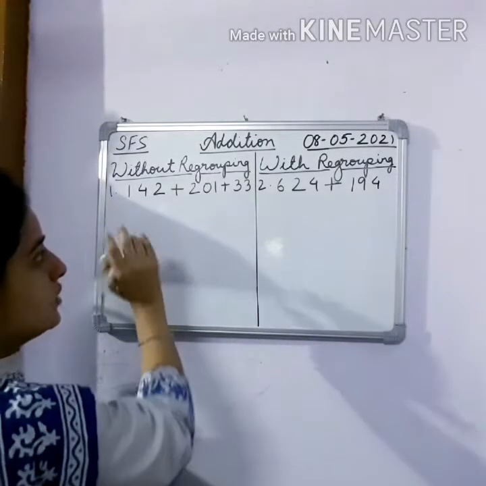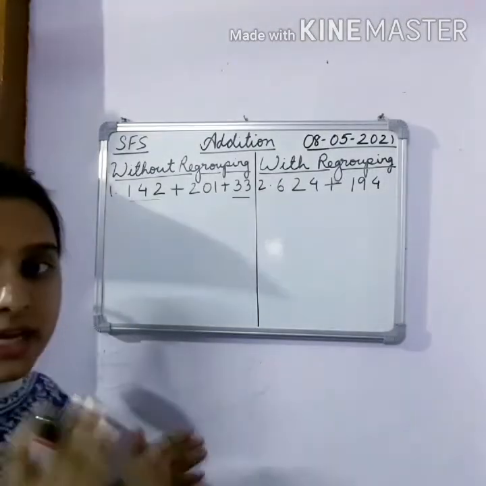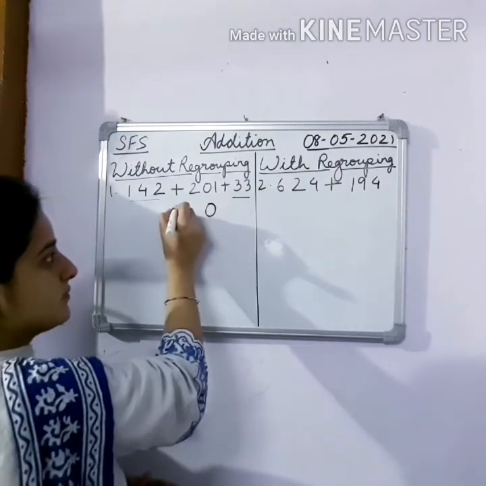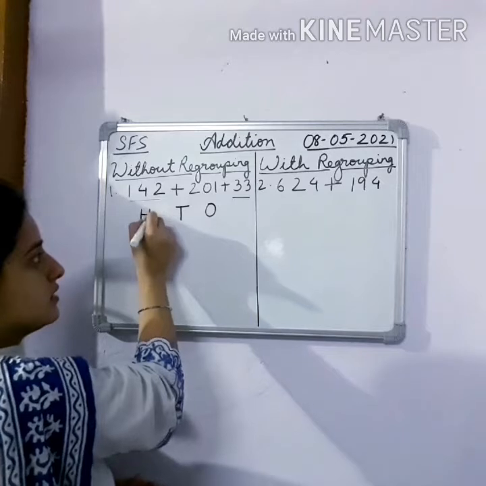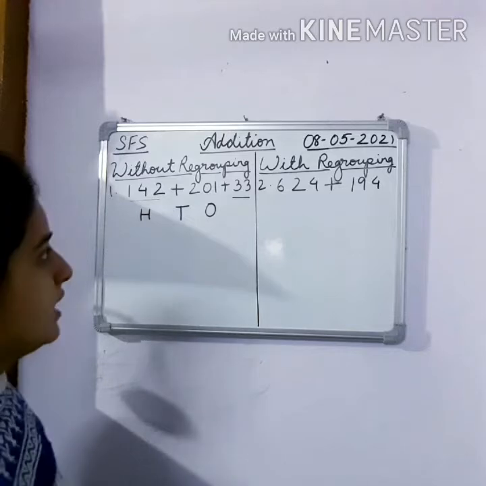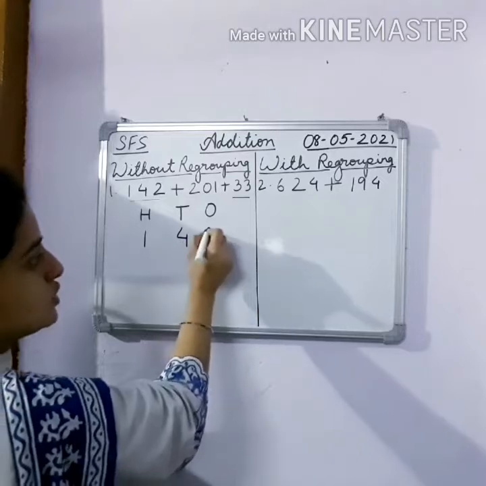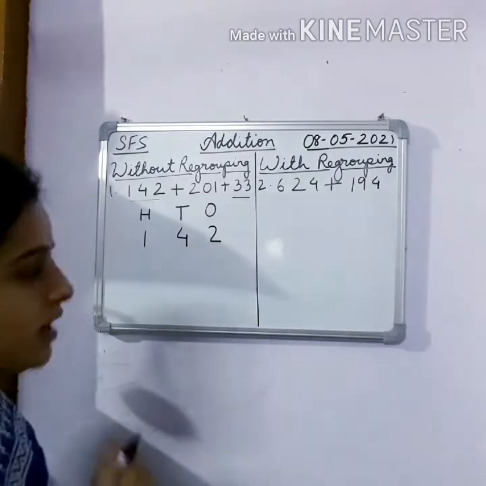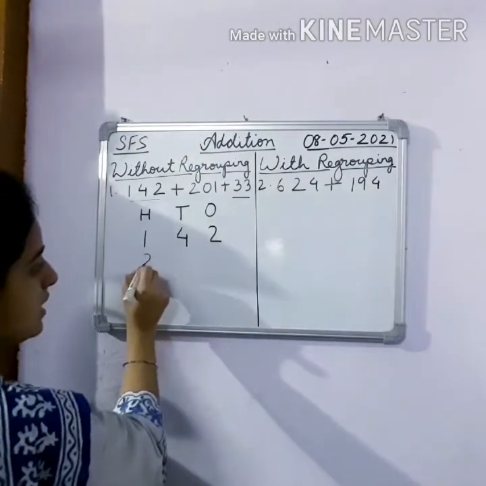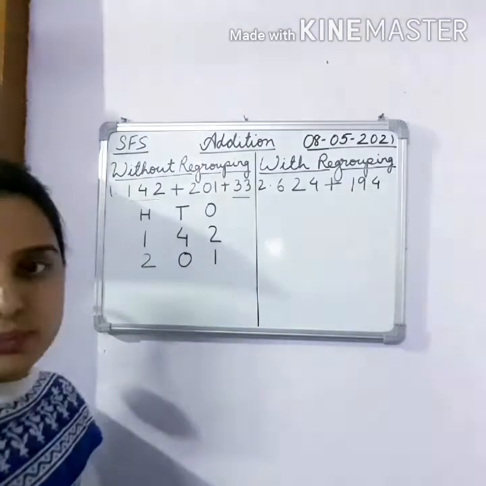Children, you can see here a 3-digit number as well as a 2-digit number, right? For arranging the numbers properly, better we put the places here: ones, tens, hundreds. Our first number is 142. Okay, so we have arranged. The next number is 201. 2 comes in hundreds place, 0 comes in tens place and 1 comes in ones place.